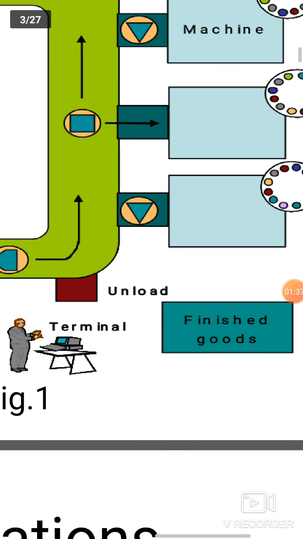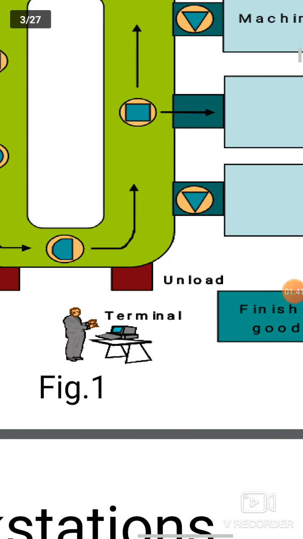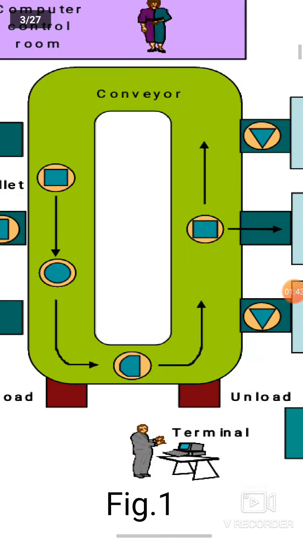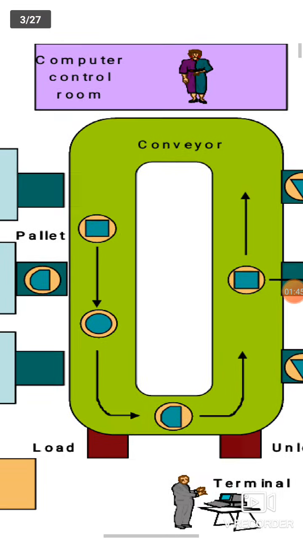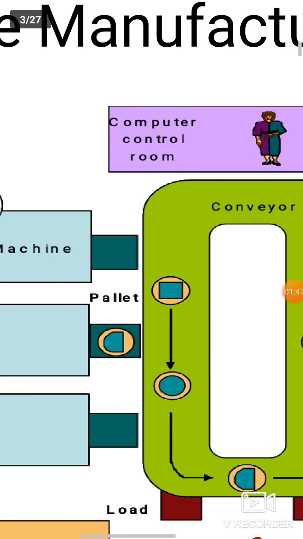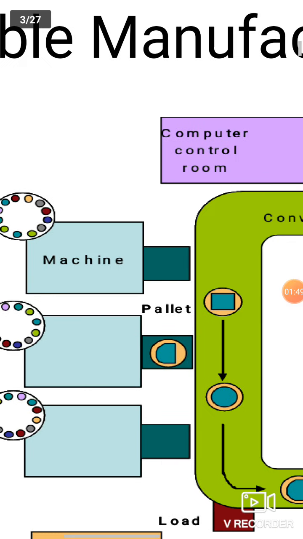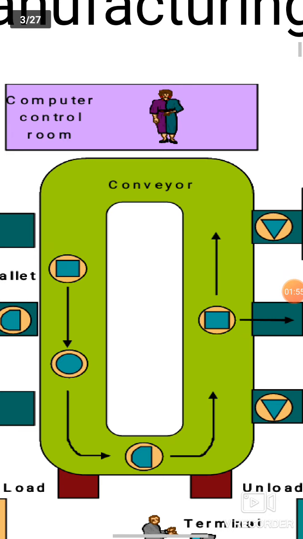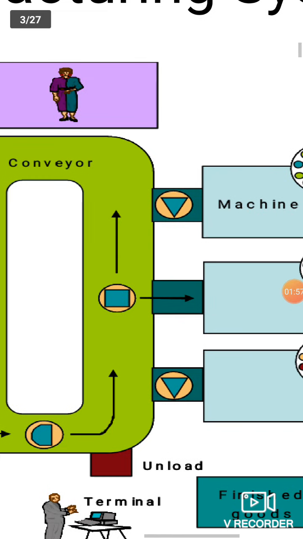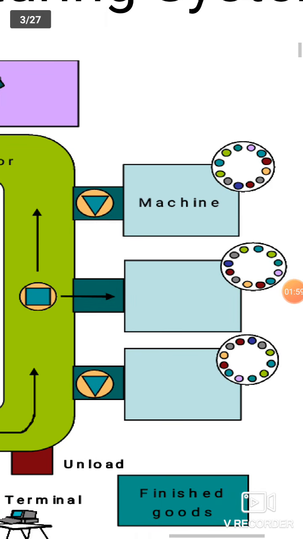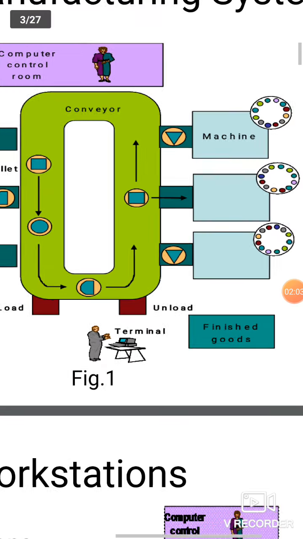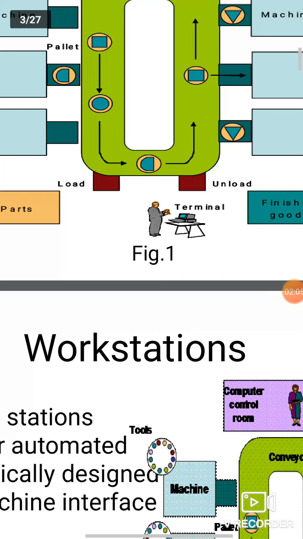Okay, finished goods come out after that. Here a computer is there, and he is operating from here, so this machine is running. This is the computer control room. From here, when the tool is started, the machine starts and the tool operates. From there the pallet moves, then the conveyor starts running, and again it is connected to the machine and the tools. Okay, this is the flexible manufacturing system process.